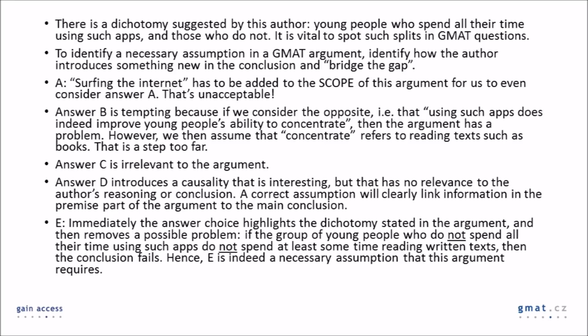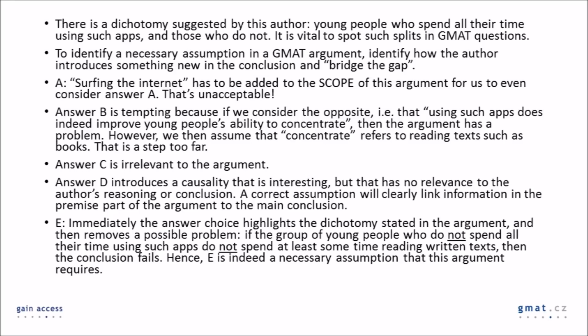Now, as I said, to identify a necessary assumption in such a question, you must identify how the author introduces something new in the conclusion and bridge that gap between the premises and the conclusion. Okay, so answer choice A. Surfing the internet has to be added to the scope of this argument for us to even consider answer choice A, and you simply can't do that.